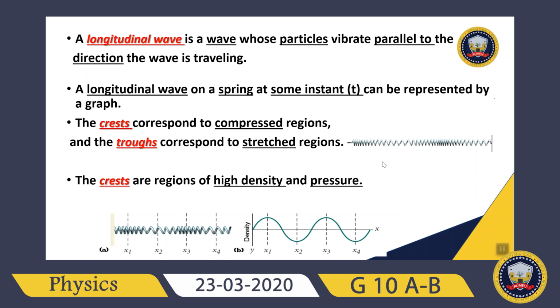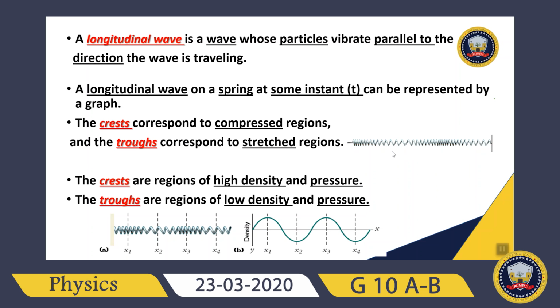So we can define a crest in the longitudinal wave as a region of high density and pressure. When the medium particles have high density and high pressure, we call it a crest, but the troughs are the regions of low density and pressure. The troughs, the stretched regions, are the regions of low density and pressure.